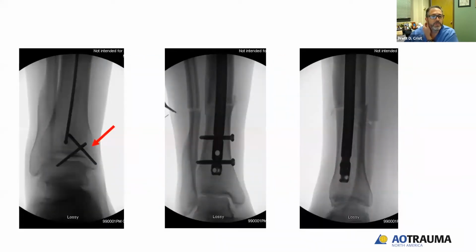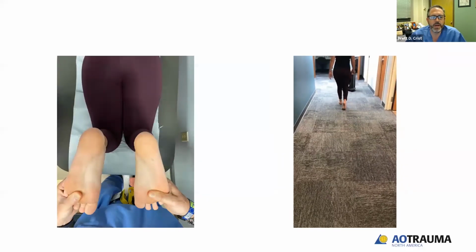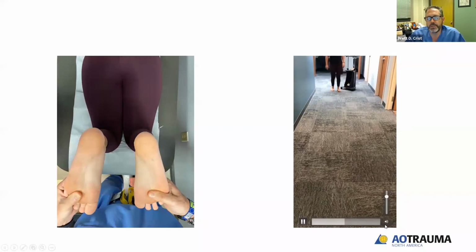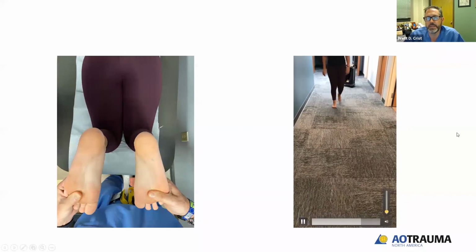And so these are the clinical images, fluoroscopic images showing that he did a fibular osteotomy and used that rotational correction and then put a new nail in. And this is her thigh-foot progression angle and then ambulating in clinic.